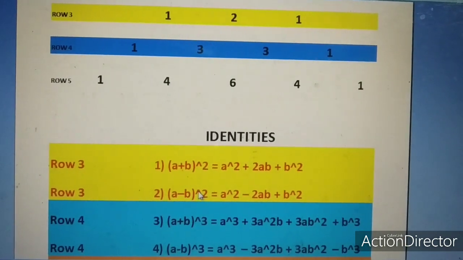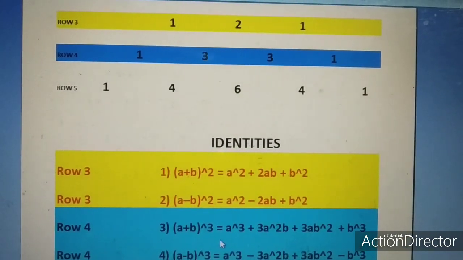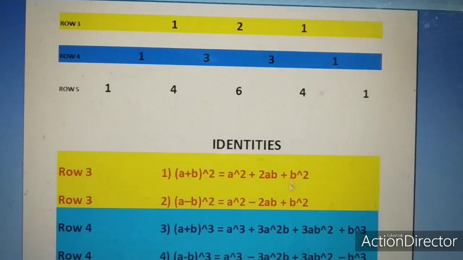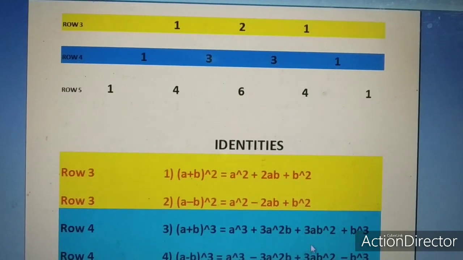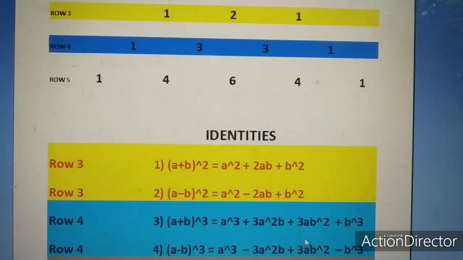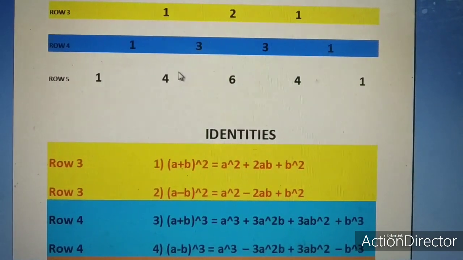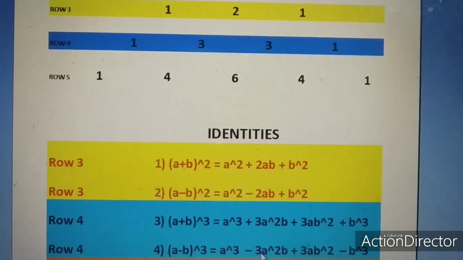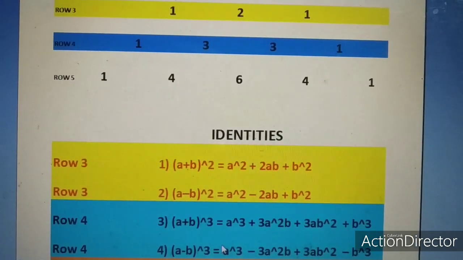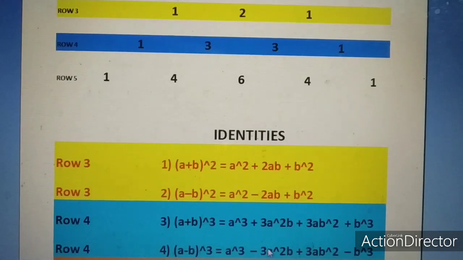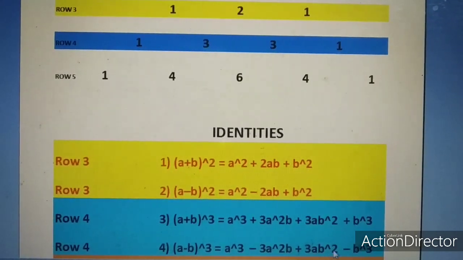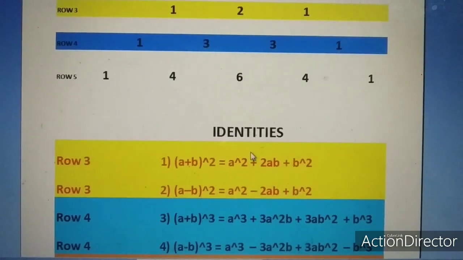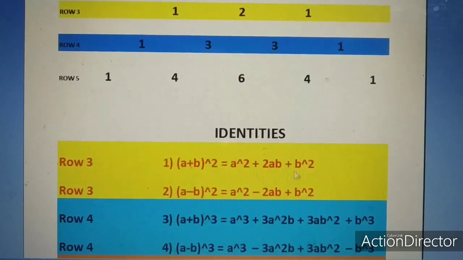Now considering (a + b) whole cube, see the numbers over here in blue color, 1, 3, 3, 1. Here also you are having 1, 3, 3, 1. Same case in (a - b) whole cube also. Here also you are having 1, 3, 3, 1. Regarding the sign, as I said, it will be alternate. First will be plus, second is minus, third is plus, fourth one is minus. So hope you understood.